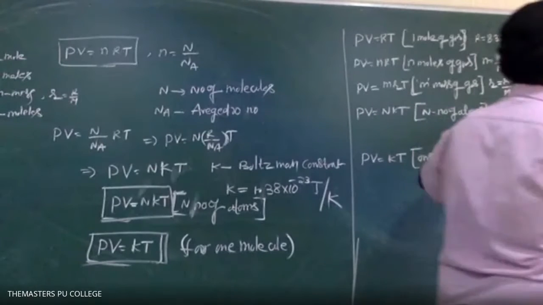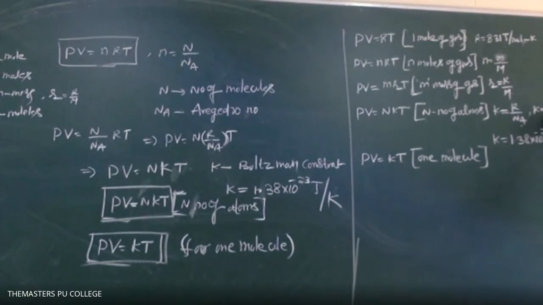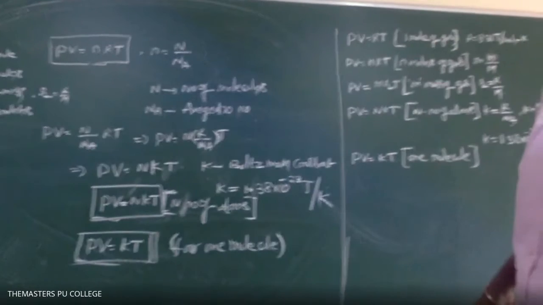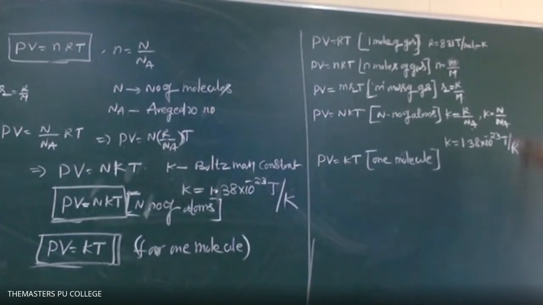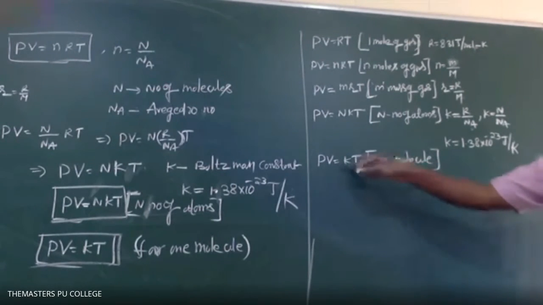Sir, PV equals NKT, what is the unit, sir? K equals R by Na, you have written. Afterwards it's not visible, sir. K equals N divided by Na. Here N stands for number of atoms, Na stands for Avogadro number. And the value of K is this, joule per Kelvin. And for one molecule, we can write this relation.